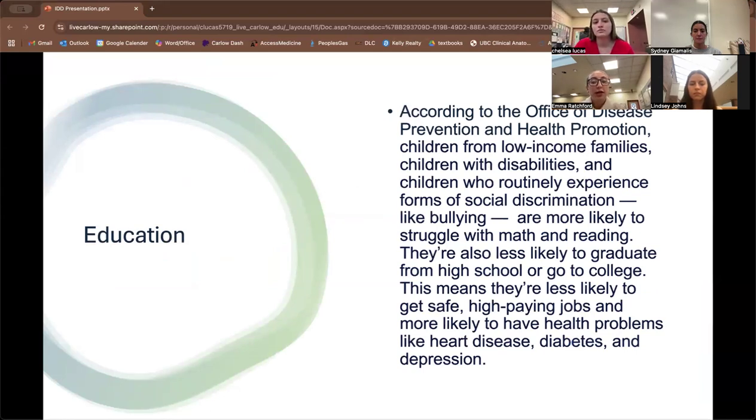An individual's education and health outcomes are directly linked. According to the Office of Disease Prevention and Health Promotion, children from low-income families, children with disabilities, and children who routinely experience forms of social discrimination, like bullying, are more likely to struggle with math and reading in school. They're also less likely to graduate from high school or go to college. And then this can lead to them being less likely to get safe, high-paying jobs and more likely to have health problems like heart disease, diabetes, and depression.